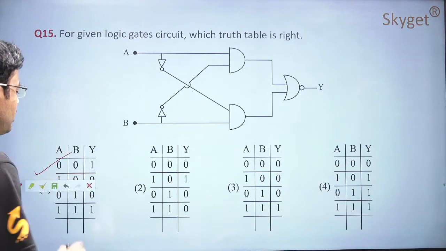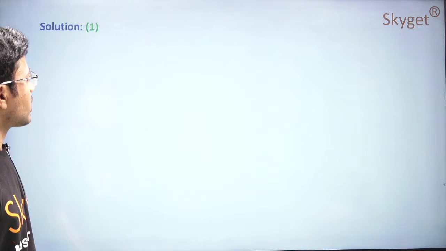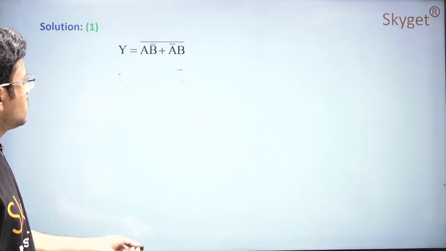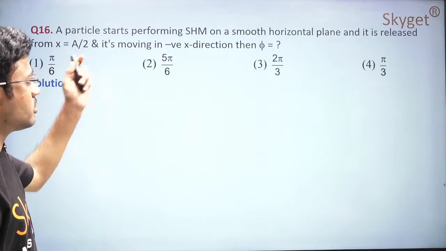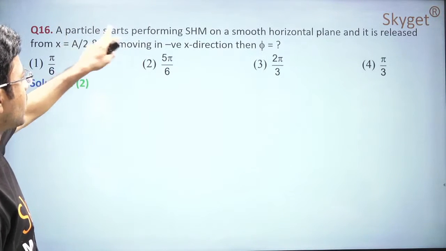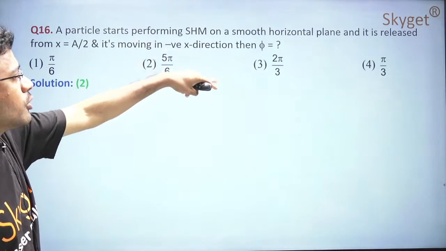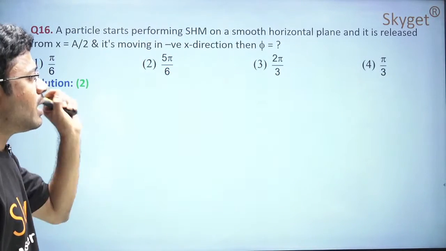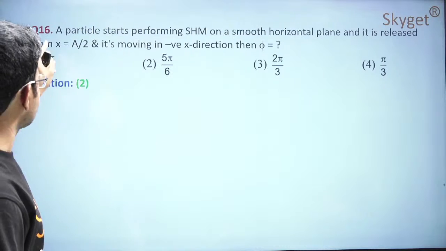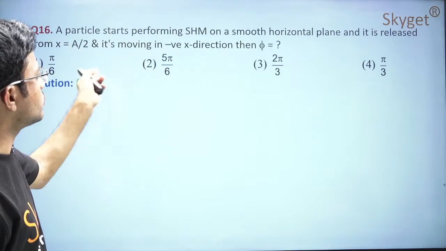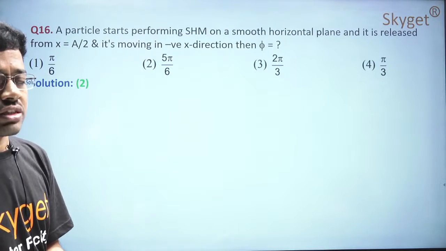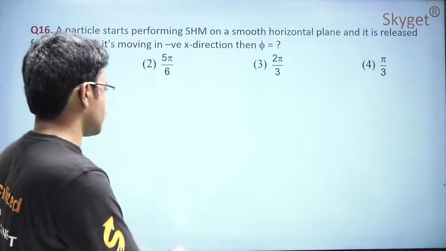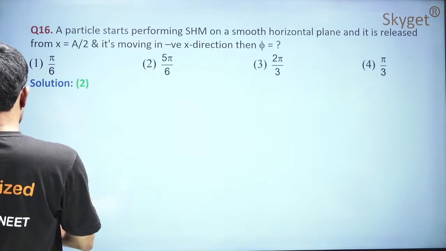Okay, we shall move to the next problem. So this is what we have done now. Next, in problem number 16, he has given one particle performing simple harmonic motion on a smooth horizontal plane, released from x equal to a by 2 and moving in the negative x direction. So what is the form of an equation in which you represent a wave? That is what you have to consider here.